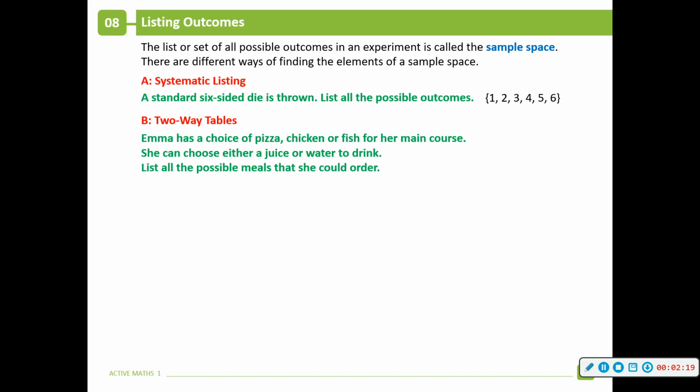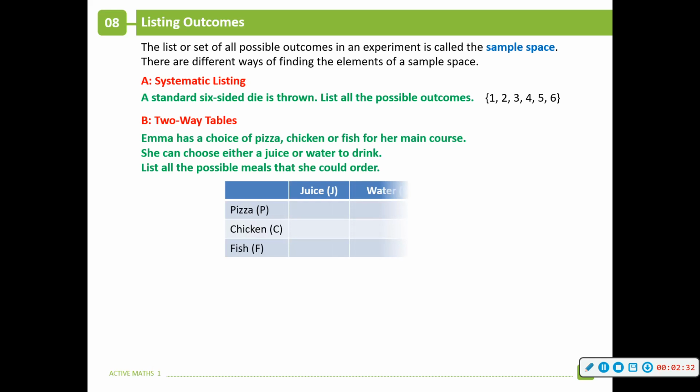And just be careful if you ever have two things that start with the same letter, pizza and pasta, you might have to give one of them 2 letters. Like pizza might be PZ or something and pasta might be P, I don't know. So list all the possible meals that she could order. So when I go to do this, here is my two-way table. We've got 2 ways represented: all the drinks and all the foods. All the drinks is one thing, all the foods is another thing.